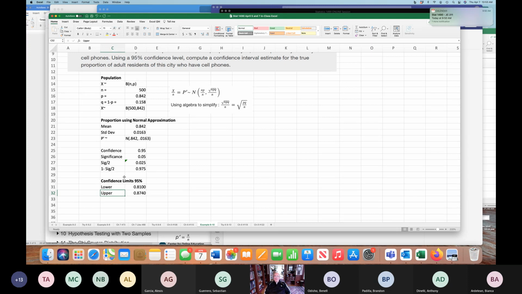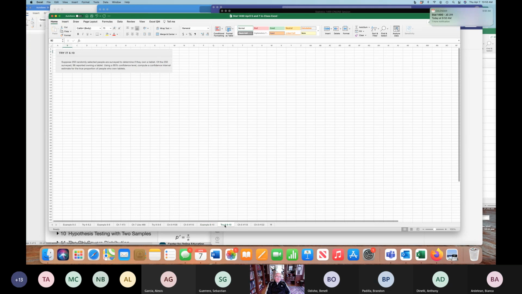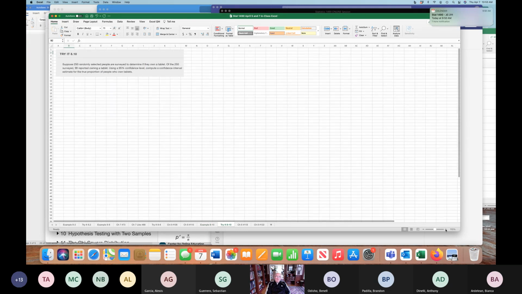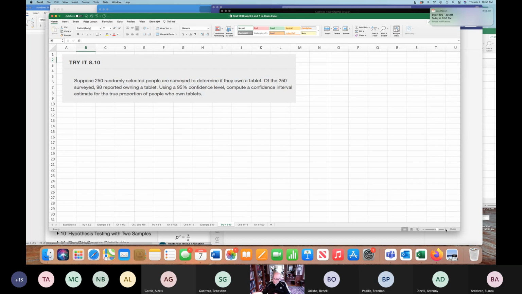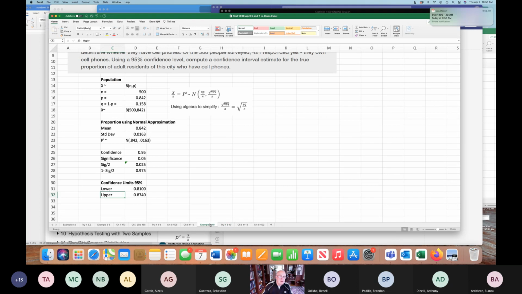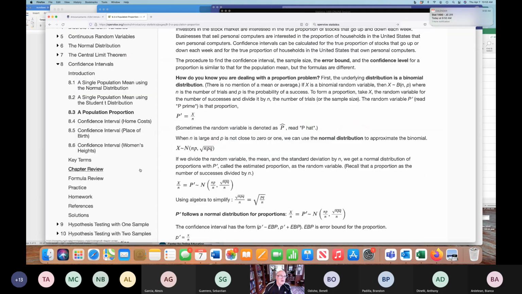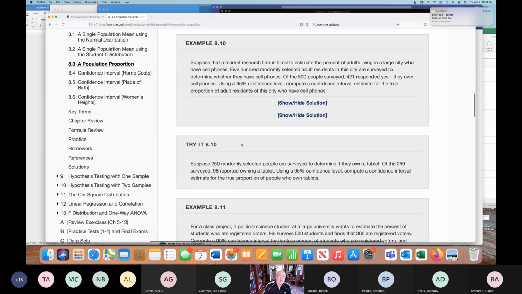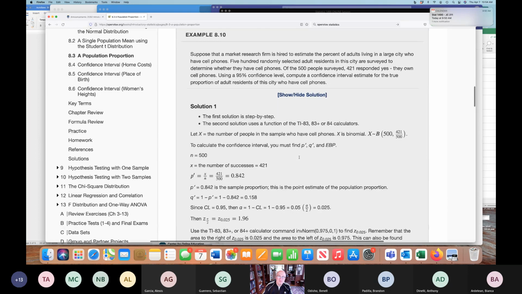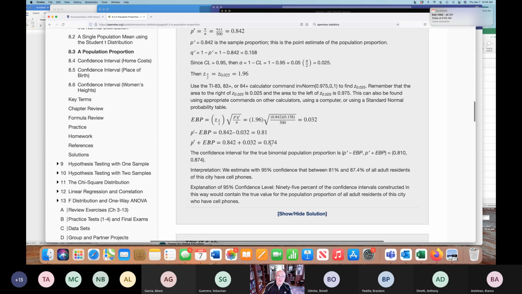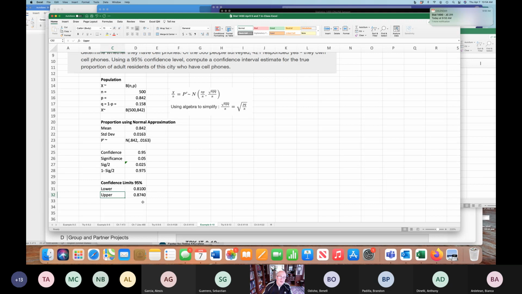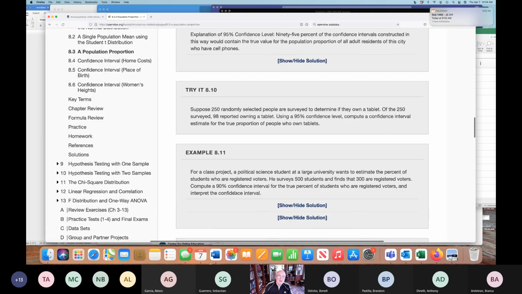Another problem? Well, actually, why do another problem? Here's a try it one. And let's see if we got the same answer as the book. That would be helpful, wouldn't it? Which one do we do? 0.81, 0.874. What do we get? 0.81, 0.874. Good for us.